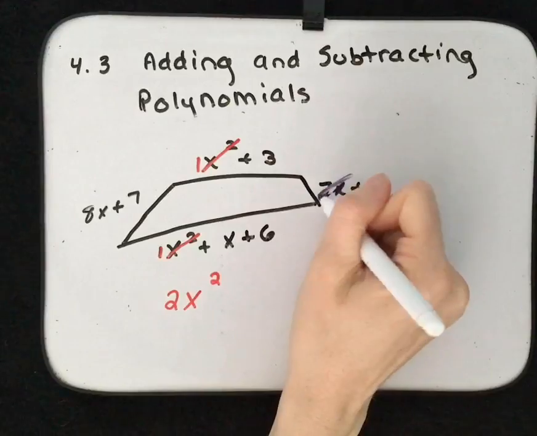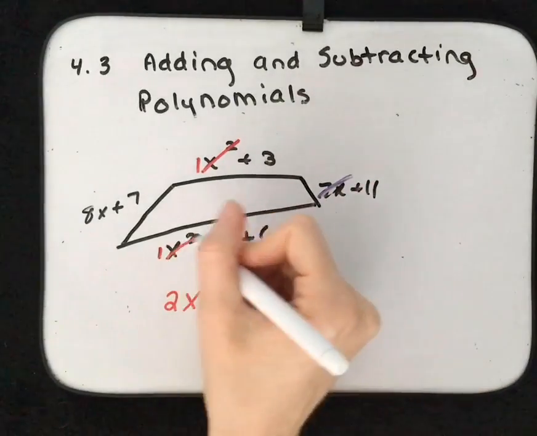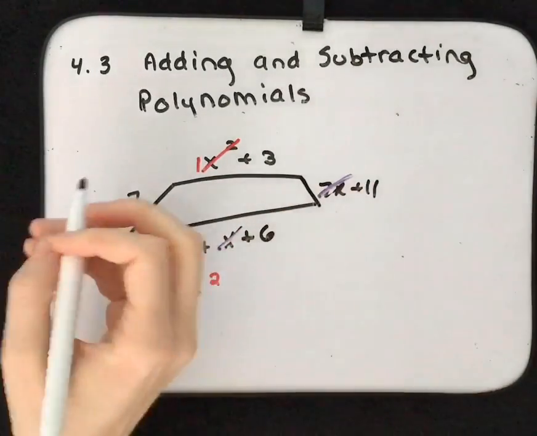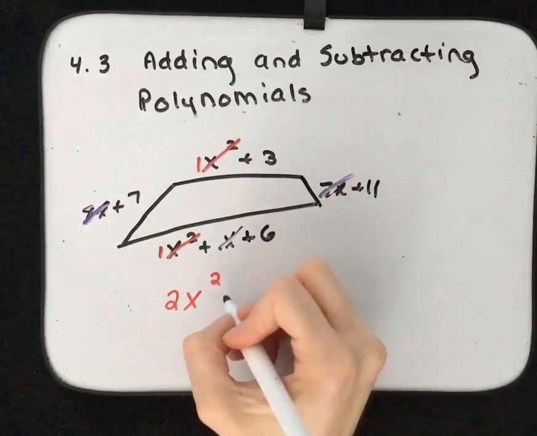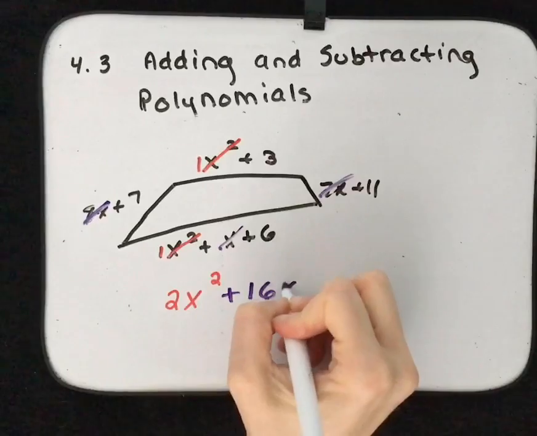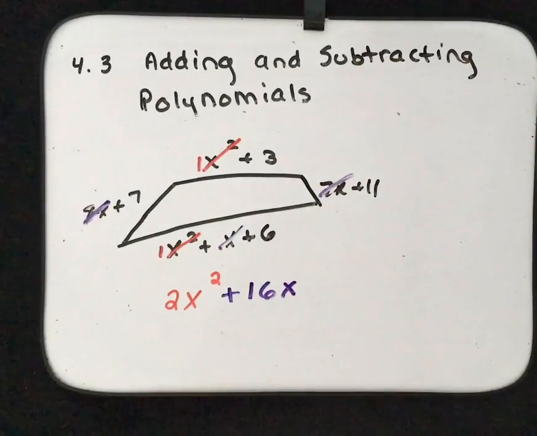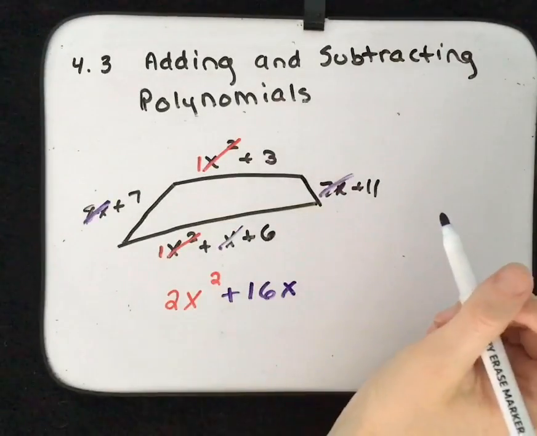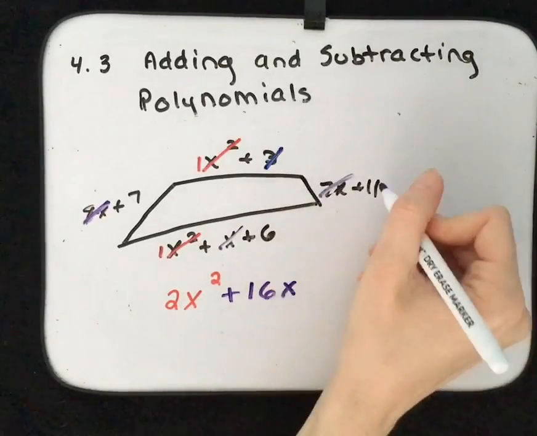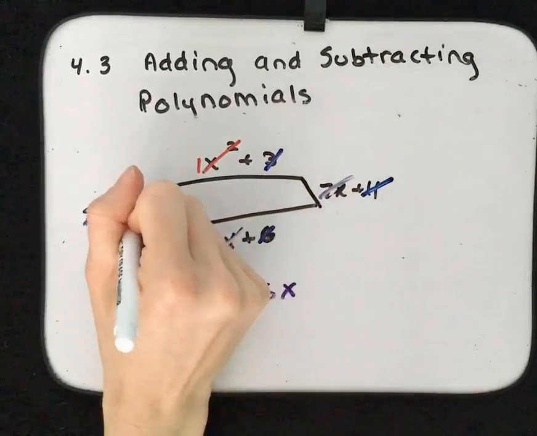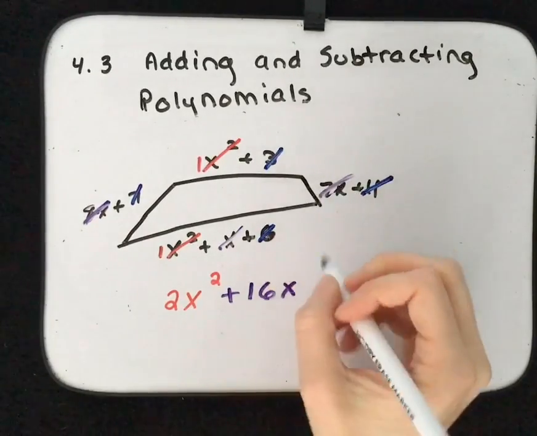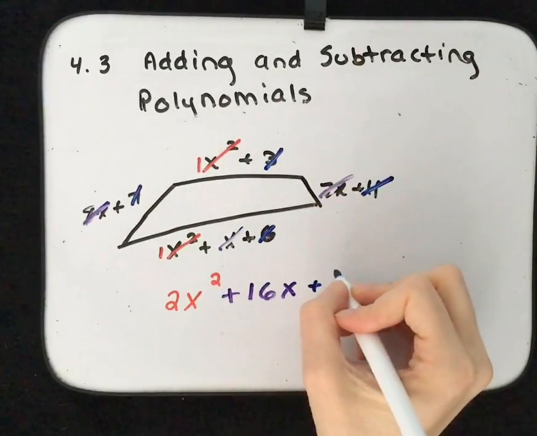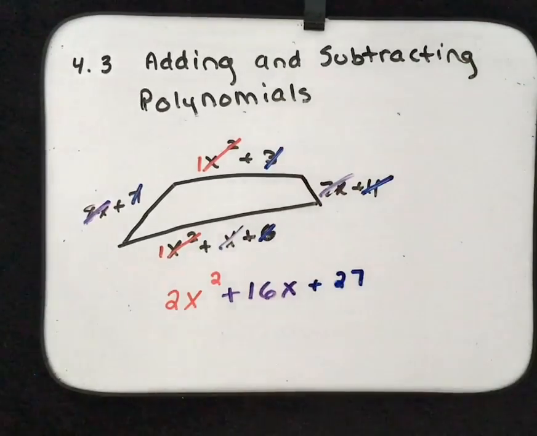Here I have 7x to the first. Here I have 1x to the first. Here I have 8. 7 plus 1 is 8, plus 8 is 16. And then continuing in the same format, looking at the constants. I have 3, 11, 6, and 7. So 3 plus 11 plus 6 plus 7 gives me 27. So there we go.